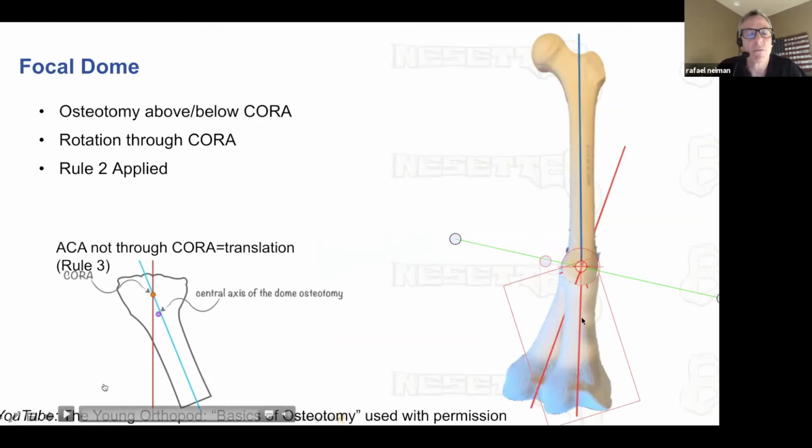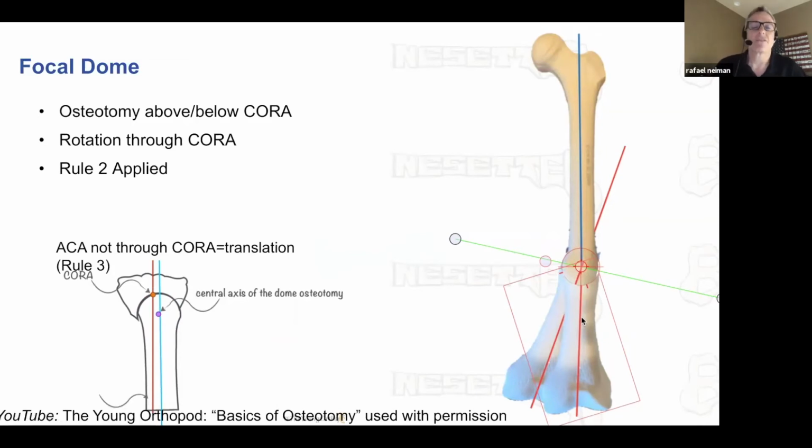But if you break that rule with the focal dome, as you see here, if the axis that you rotate your dome around does not match the CORA, then you're going to get angular correction, but you're also going to get translation, which would lead to a mechanical axis deviation.